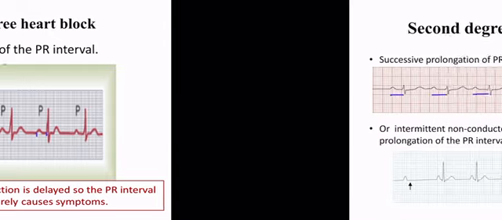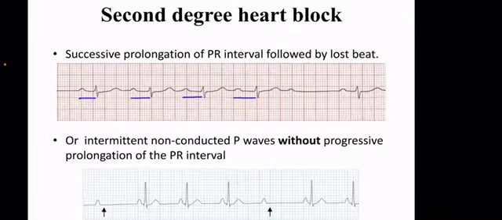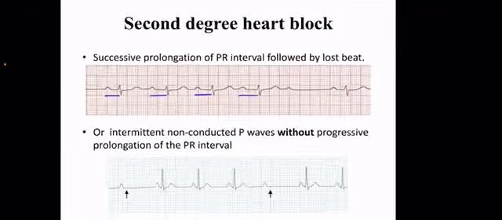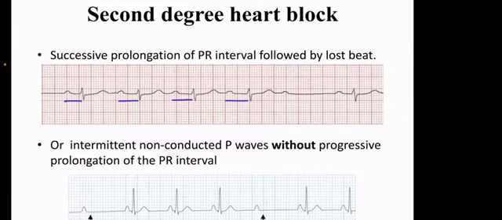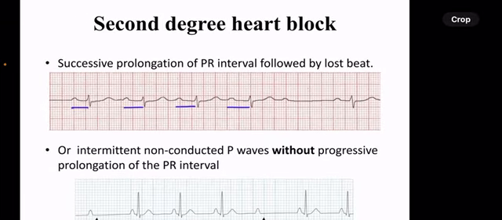Okay. The second degree heart block also has 2 types. They have complex, difficult names. I don't want to confuse you with these names. Let's come only to know what the differences are between these 2 types of second degree heart block. One of them is type 1 of the second degree heart block, where there is successive or progressive prolongation of the PR interval.